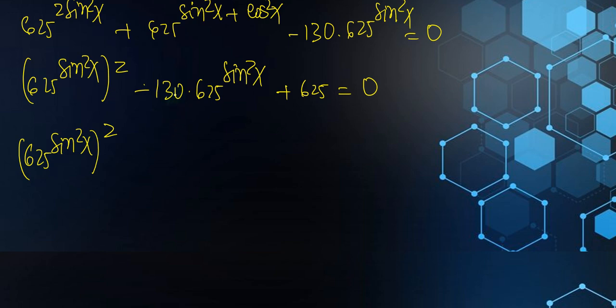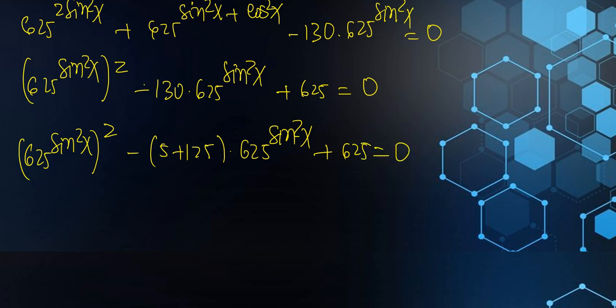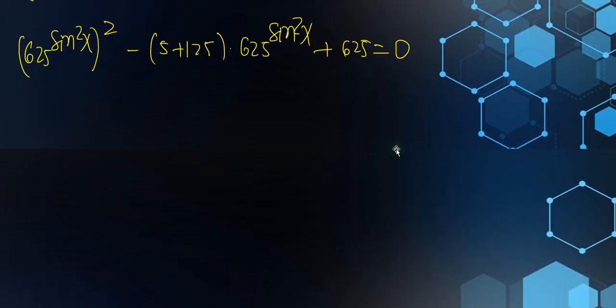And now 135, we can write this as minus 5 plus 125, right? And then this all times 2, 6 to 5 to the sine square x plus 6 to 5, this is 0. Okay, so now I could go straight from this to the next step but I just decided to write this to be more understandable.